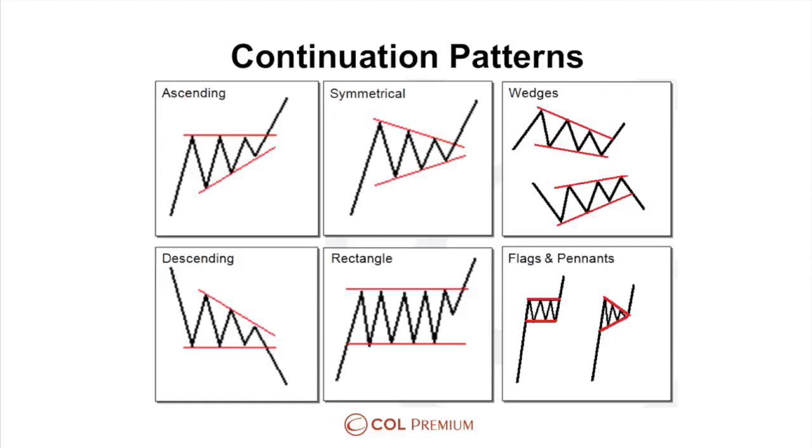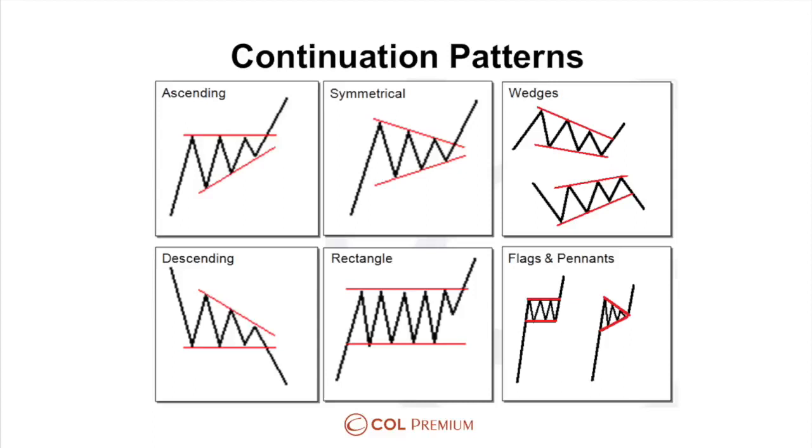So we have here ascending triangle, symmetrical triangle. You have here falling wedges for uptrends, rising wedges for downtrends. Ascending triangles continue uptrends, descending triangles continue downtrends. Rectangles can happen on continuations on either the uptrend or downtrend. Symmetrical triangles can also happen as a continuation on the uptrend and the downtrend. Falling wedges can continue the uptrend. Rising wedges continue the downtrend.